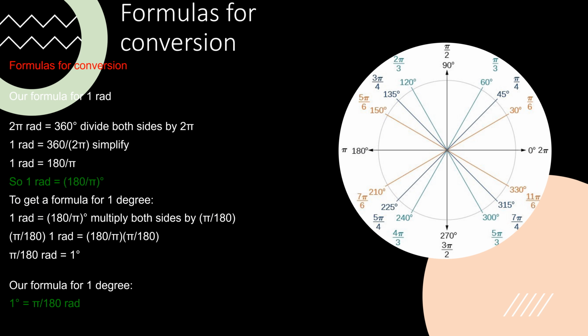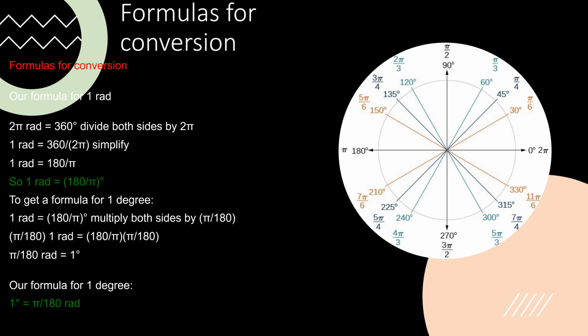Now our objective is to look for formulas for conversion, because in this class you're going to be expected to convert between radians and degrees. If you remember the unit circle, we had degree measurements and radian measurements. Our goal is to be able to go from pi over 3 radians to 60 degrees, or go from 30 degrees to pi over 6 radians. So let's take a look at what we learned from before.